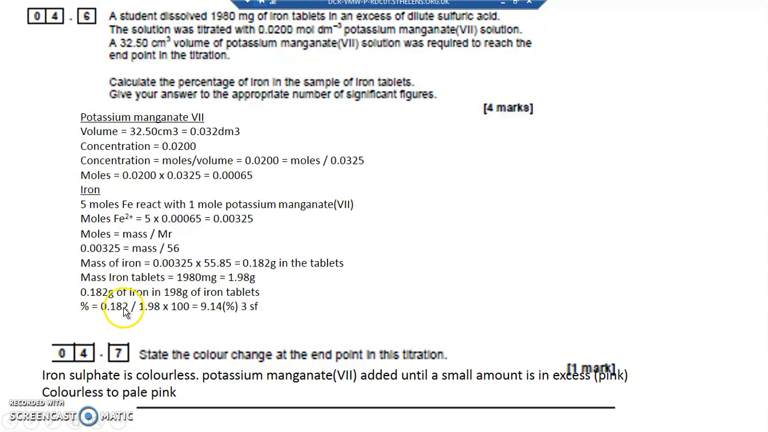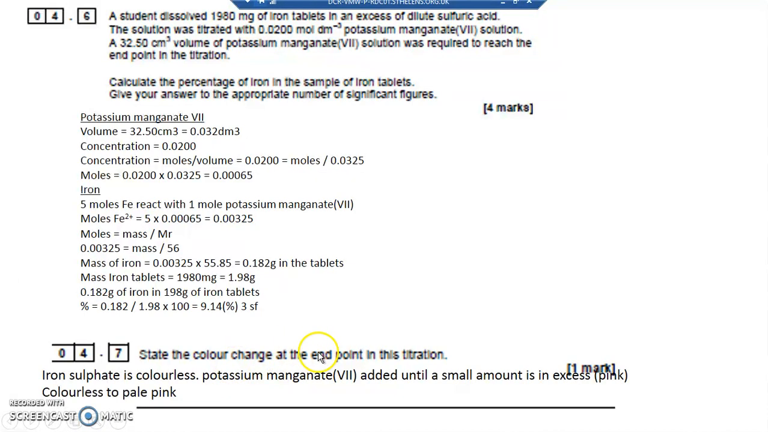So 0.182 divided by 1.98 is the fraction, multiplied by 100%, gives 9.14. I've put it to 3 significant figures because some of the other values are to 3 significant figures. I think I could actually have put it to 4 significant figures if I'd wanted to. The other values are to 4 significant figures.